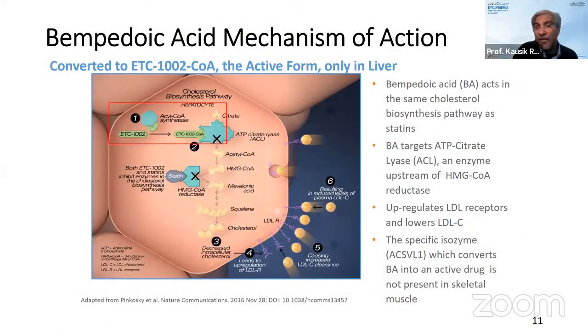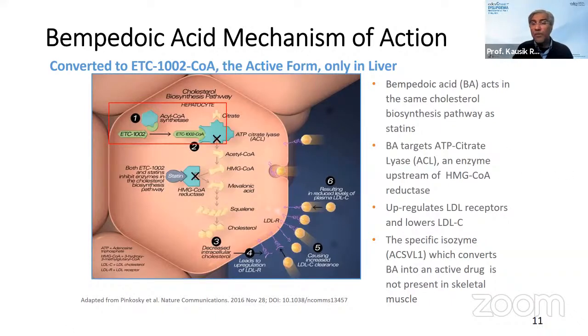We now have another drug. We're waiting to see what the cardiovascular outcome trials will show. But basically, this drug works in the same pathway as statins, and it's called bempedoic acid. It works 2 steps up from statins in the cholesterol synthesis pathway. And the enzyme that it targets is something called ATP citrate lyase.